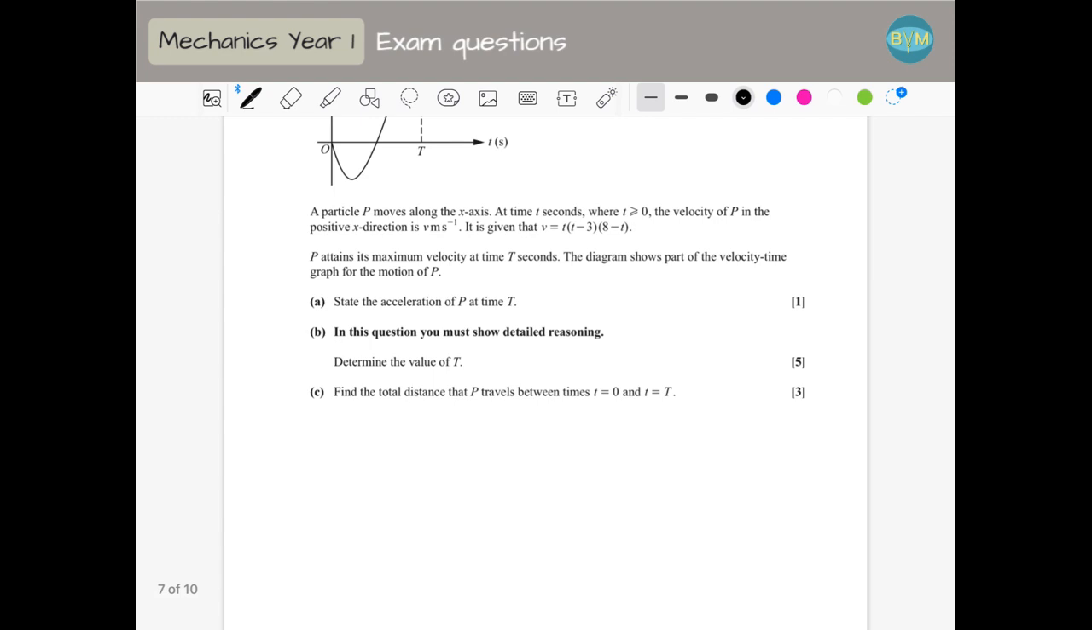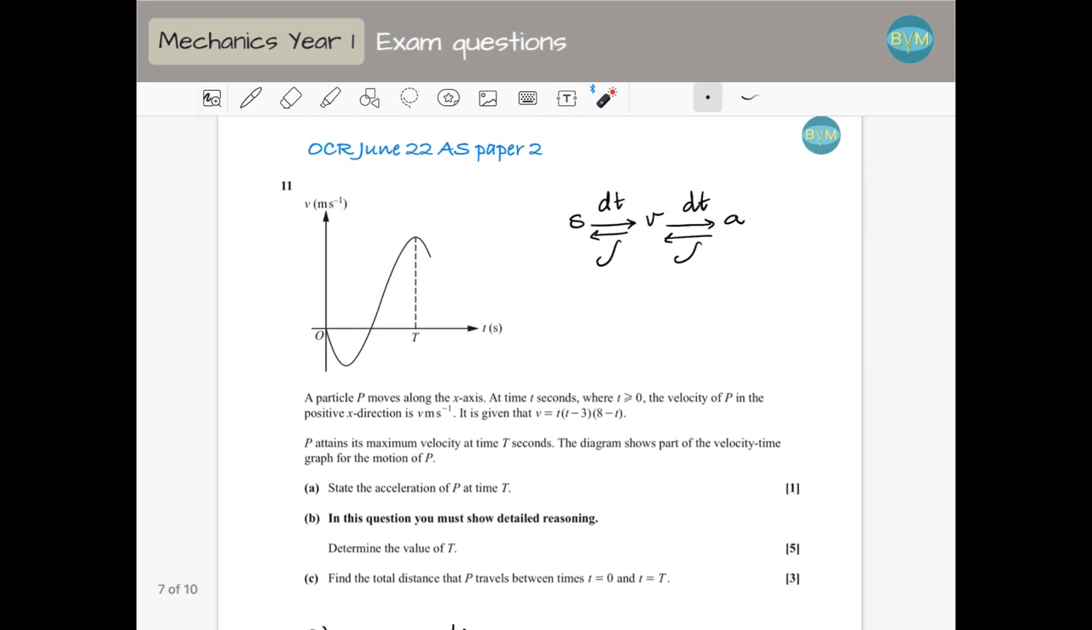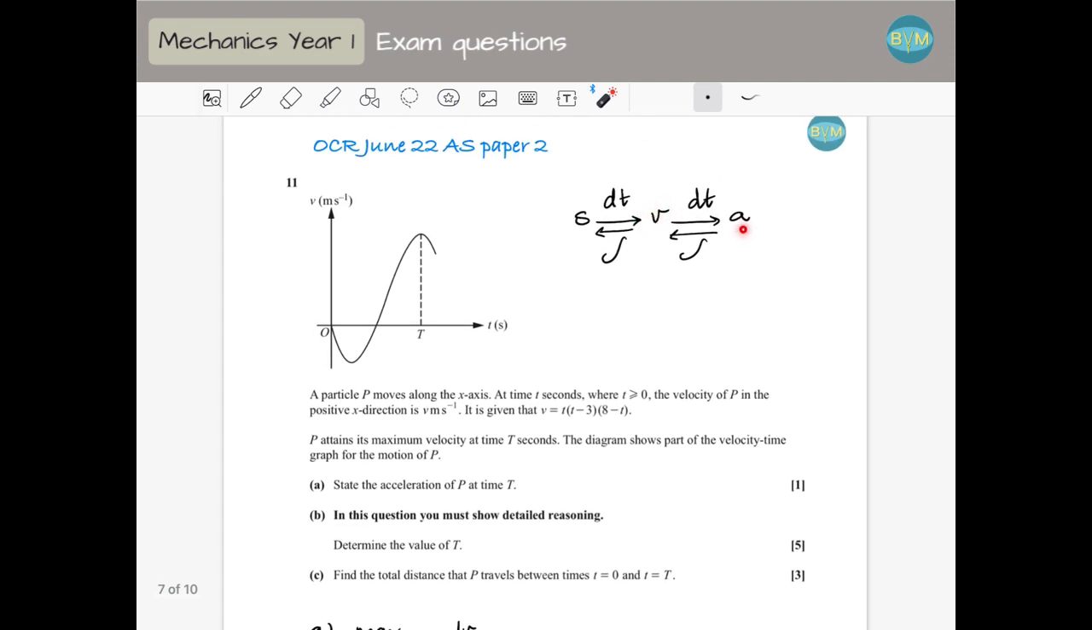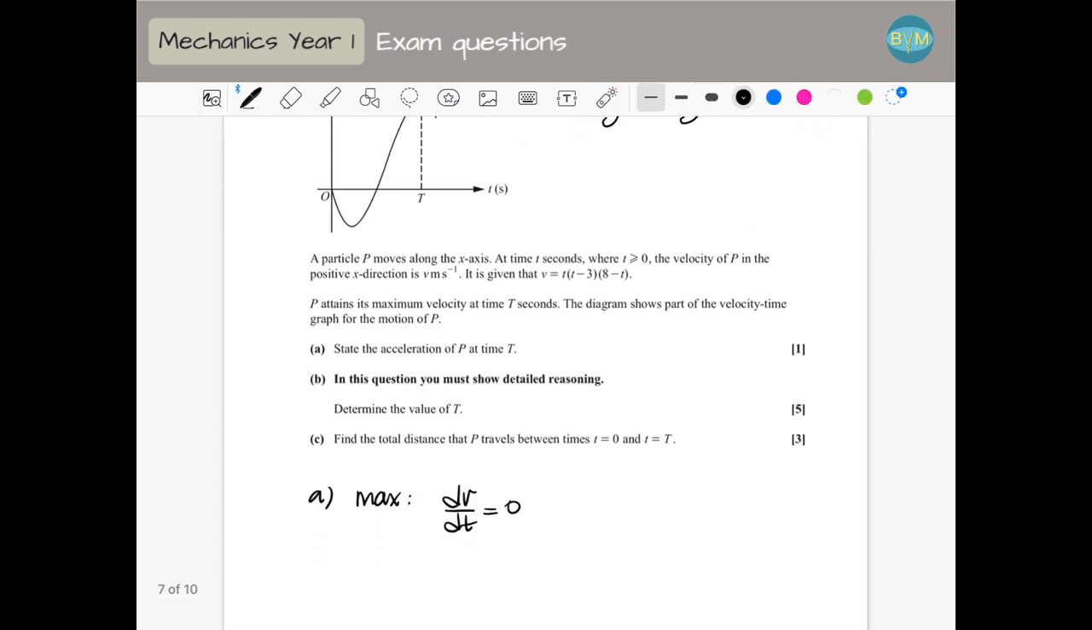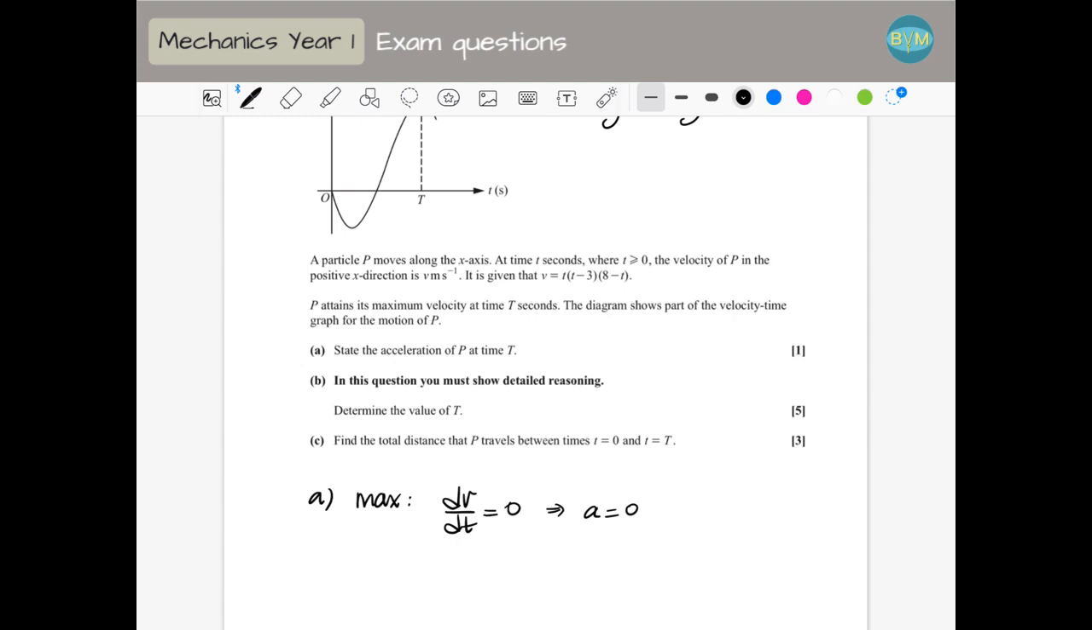So when I have a maximum, just considering the function, the maximum is when the derivative of the function is 0, but the derivative of the velocity is acceleration. Yeah, that's why the acceleration is 0. So it doesn't matter how you reason it, it's just one mark, but you have to remember that the acceleration is 0 when you have a maximum or a minimum.